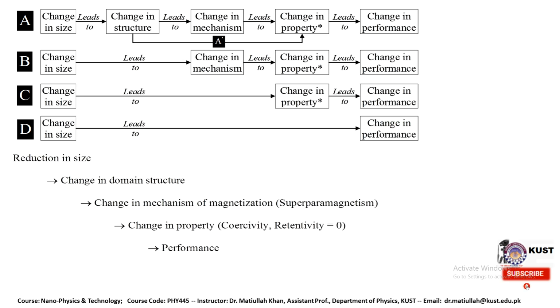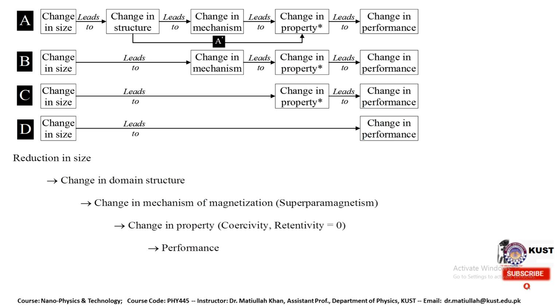So if we change the structure of the material, definitely the property of the material will change. If we change the structure of the material, the properties of the material are changed, and as a result the performance of the material will also change. Coming toward the B or the second row, if we change the particle size, it will lead to a change in the mechanism, and further leading toward the change in the property of the material, and in the end, when the property of the material is changed, it will lead to the change in the performance of the material.